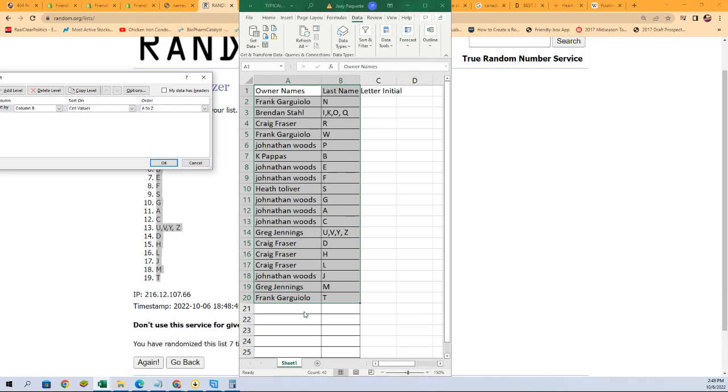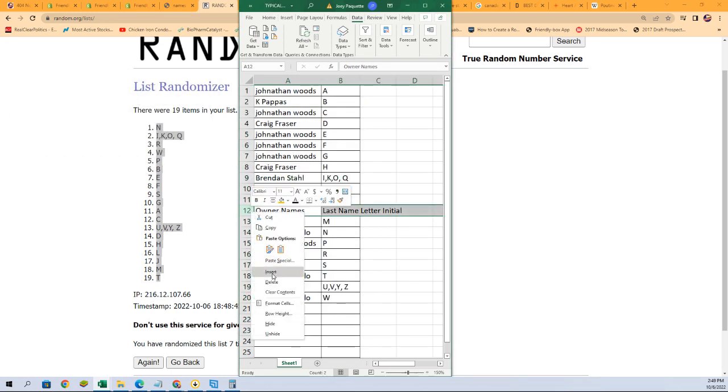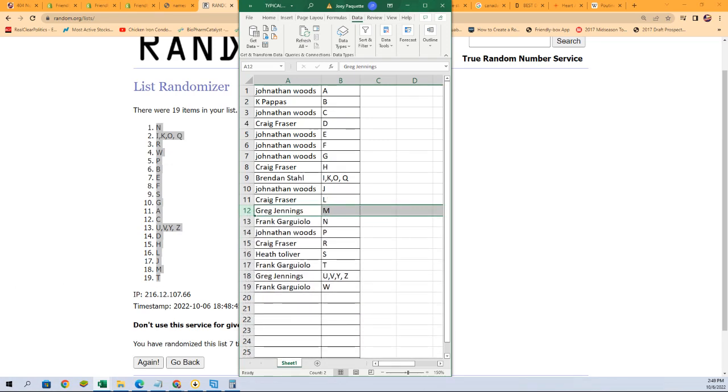I'm going to put this in alphabetical order by letter. So, Jonathan, with the letter A, you're going to be up at the top. But it's a last name letter initial, and we shall see what happens here. So, boom. Boom. Let's rip.